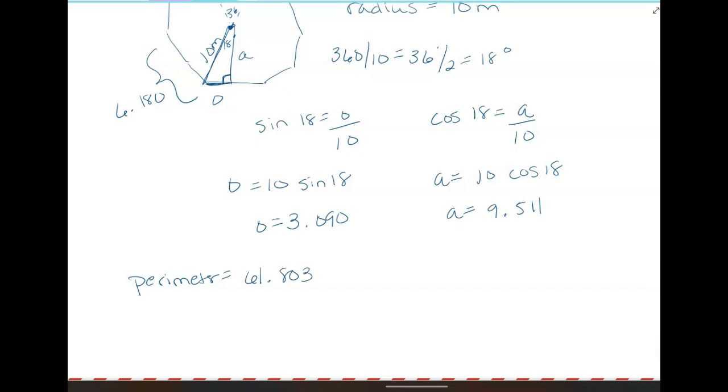All right, now we have our perimeter and our apothem, so we're ready to go. So 1/2 perimeter, which is 61.803, times our apothem, which is 9.511. And I multiply that all out, and I'm going to get 293.9 meters squared.